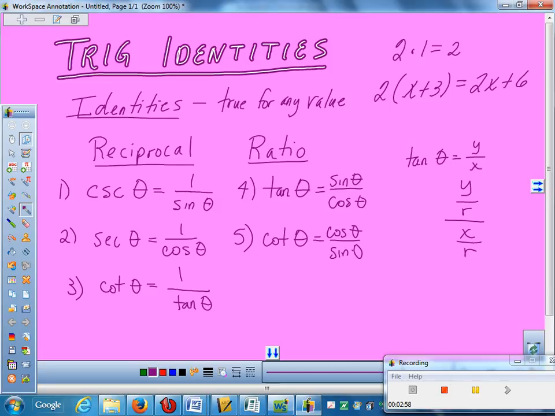Wait, I got a question. Just put those numbers that are letters over r.